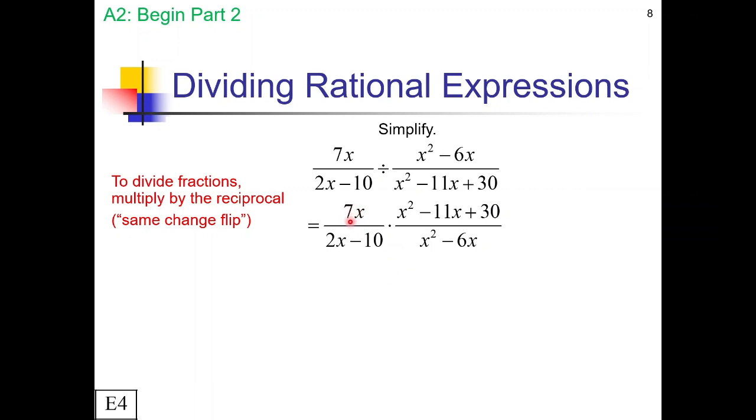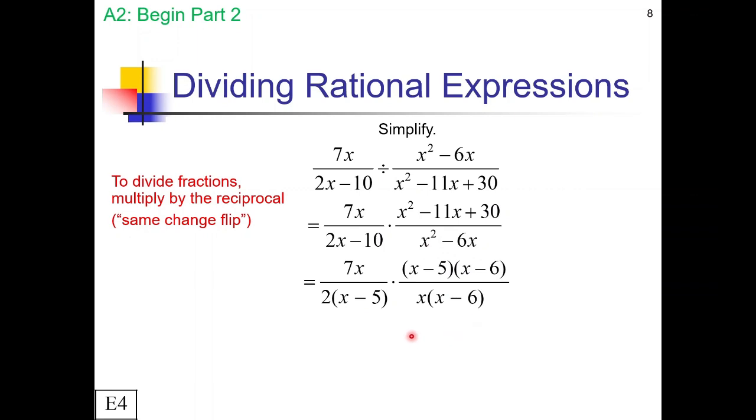The 7x can't really do anything there. But down here with the 2x minus 10, we can take out a common factor of 2, and that leaves us with x minus 5. In the upper right, two things that multiply to 30 and add up to negative 11. Let me think. 1 and 30, 2 and 15, 3 and 10. None of this is working. 5 and 6. That works if they're both negative. So x minus 5 and x minus 6. And then for our lower right, we can take out an x as a common factor. That leaves us with an x and a minus 6.